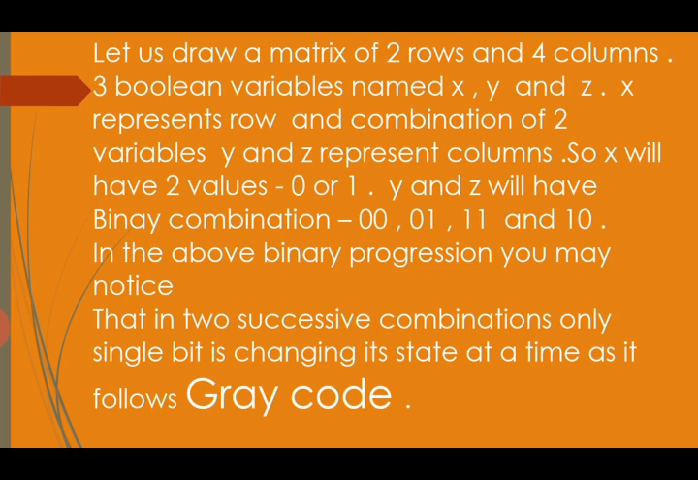And now the last combination is 1 0. So you can again see that the rightmost bit has changed. In the previous combination it was 1, now it is 0, and the leftmost bit is still 1. So no change is there. So this is the gray code. Now what is gray code?